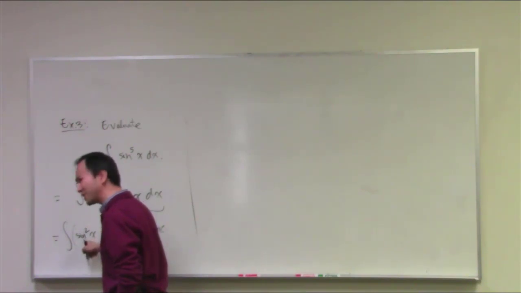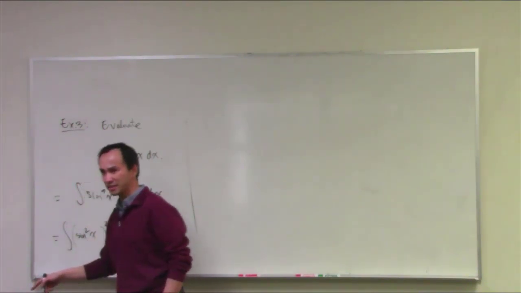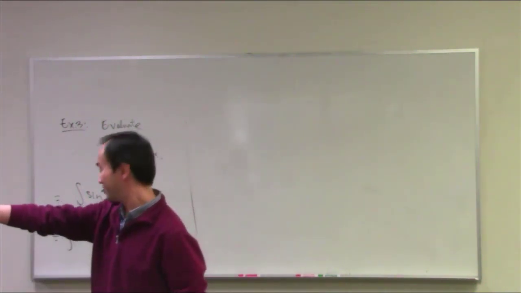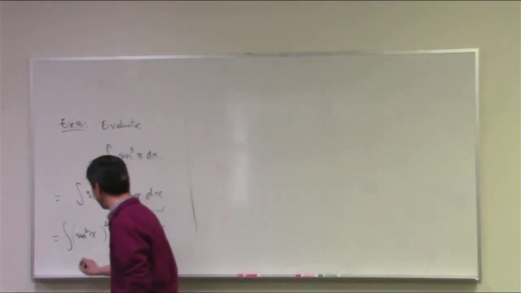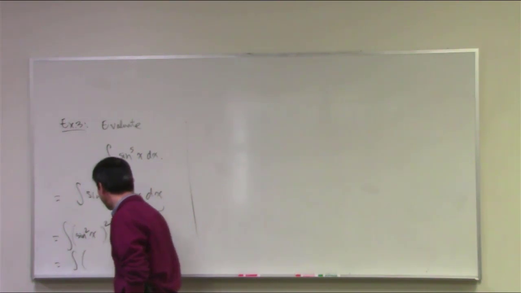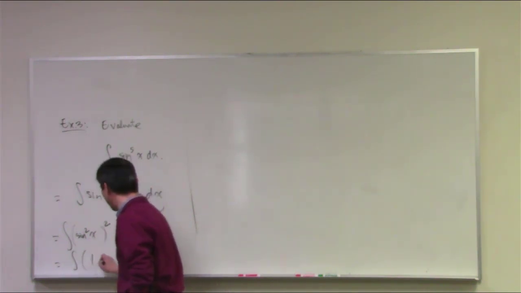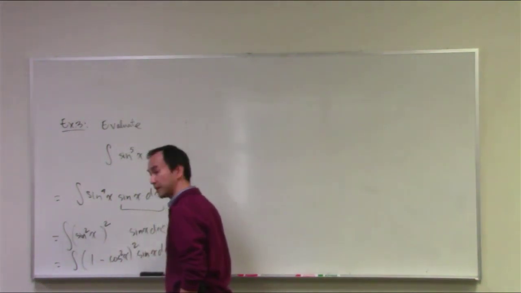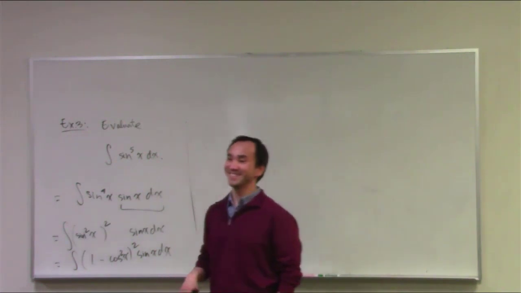But what's good about what's famously known for sine squared of x? 1 minus cosine squared. Yes. So in the next step, inside of that big square right here, we have 1 minus cosine squared of x, and there's a sine of x. You guys follow it?